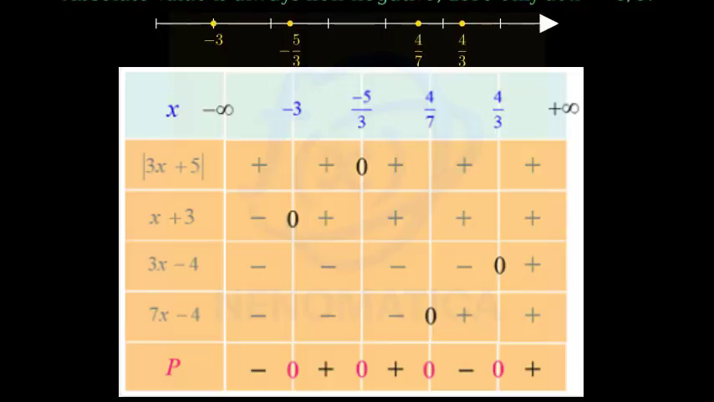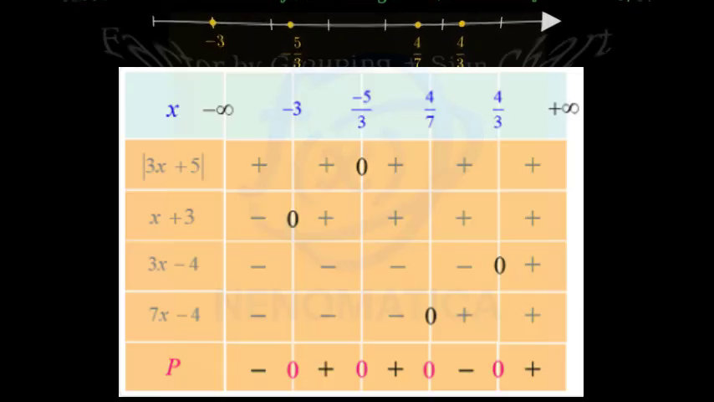From left to right, testing one value per interval confirms the overall sign of P. On -infinity to -3, P is negative. On -3 to -5/3, P is positive. On -5/3 to 4/7, P remains positive. On 4/7 to 4/3, P is negative. And finally, on 4/3 to +infinity, P is positive.